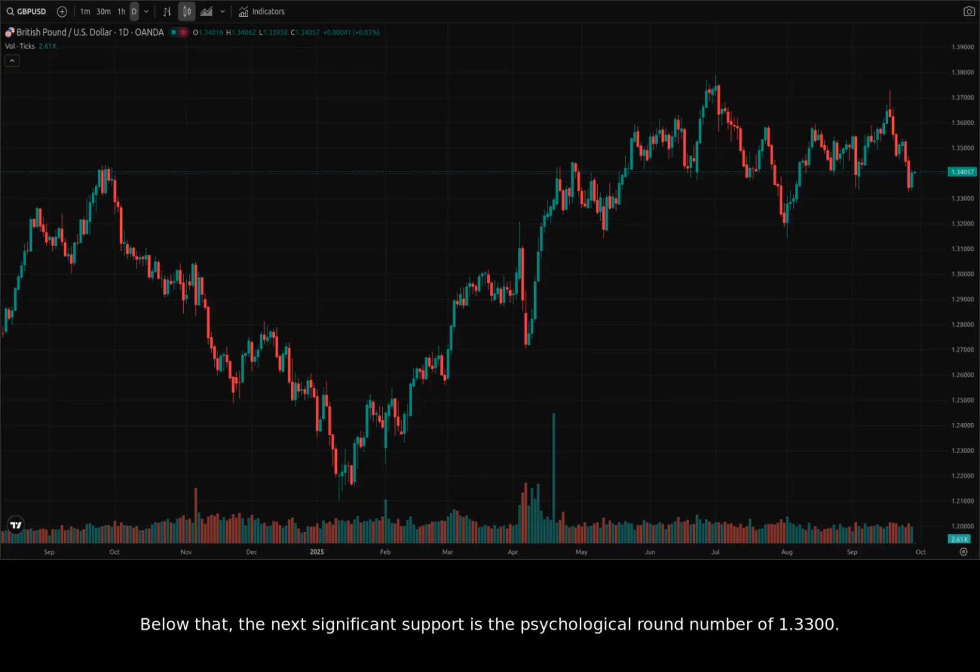Below that, the next significant support is the psychological round number of 1.3300. On the upside, immediate resistance lies around 1.3470, which was a previous support area. Above that, we have resistance at 1.3525 and then the major psychological and technical hurdle at 1.3600.